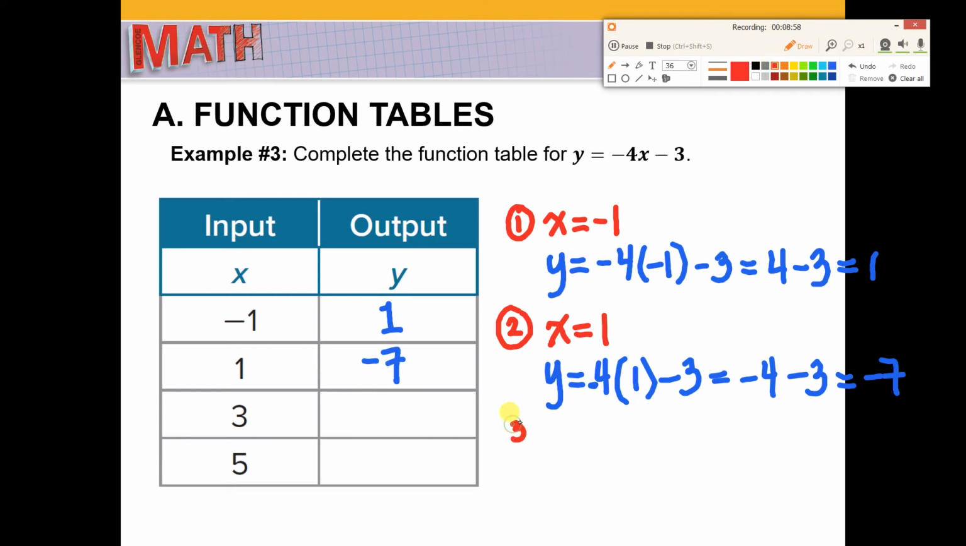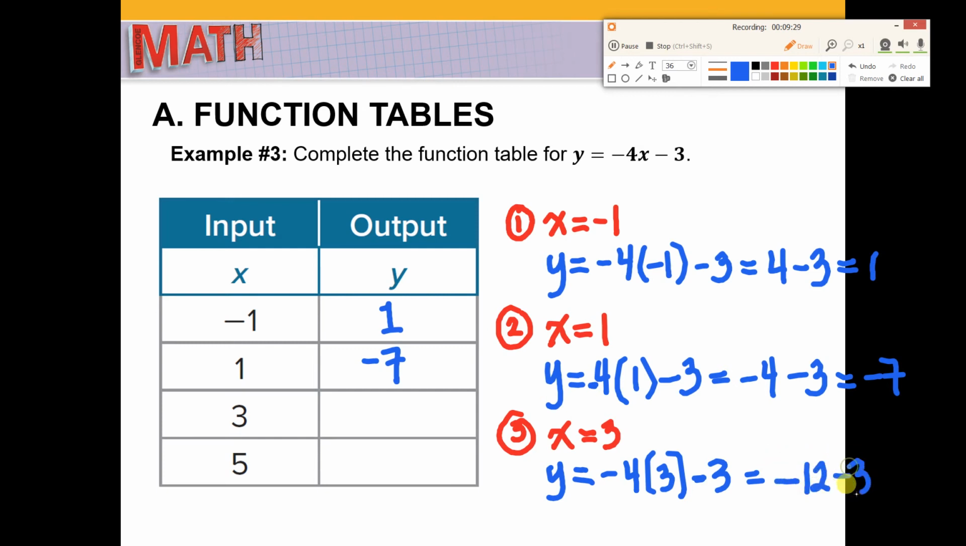For the third one, we have x equal 3. So let's have this y equal negative 4, and then exchange x with 3 minus 3. We have negative 4 times 3. Negative 4 times 3 will be negative 12. Minus 3 will be negative 15. So the answer here is negative 15.